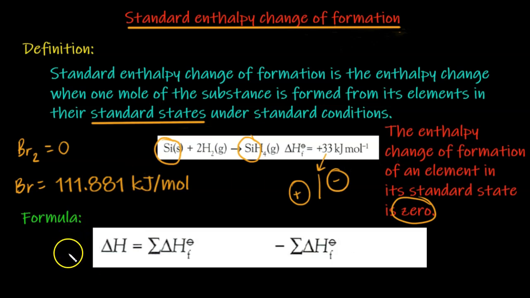The usefulness of enthalpies of formation is the fact that the enthalpy change of any reaction can be determined by calculation from the enthalpy changes of formation of all the substances in the chemical equation using Hess's law. So here's the formula. Change in heat equals the sum of enthalpy change of formation of products minus the sum of enthalpy change of formation of the reactants.